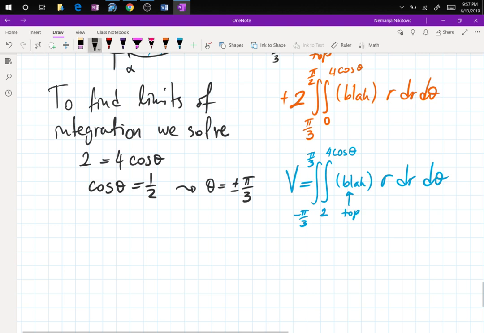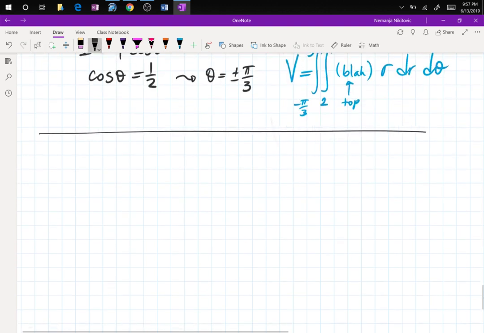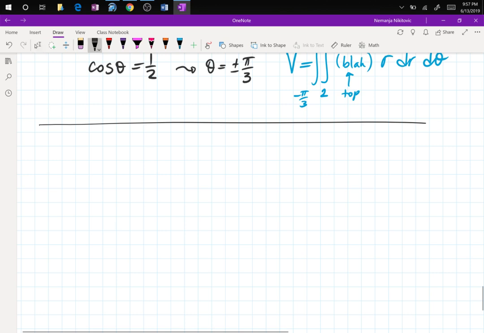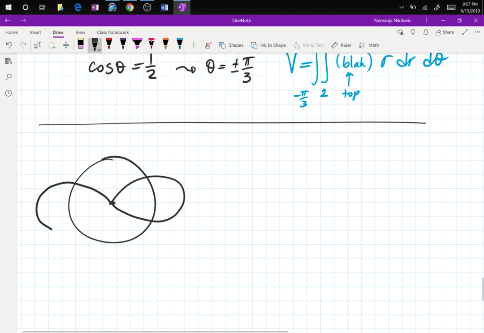They have another example in the book. I'm just going to briefly do it. So you have a circle, and then you have a 2-petal flower, and they want this region here. Clearly you have the same region on the other side. If they want just those 2 regions, then you just calculate one and double it.